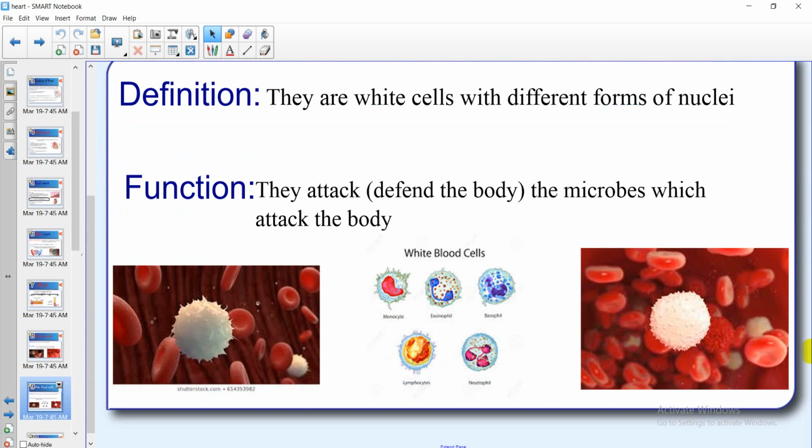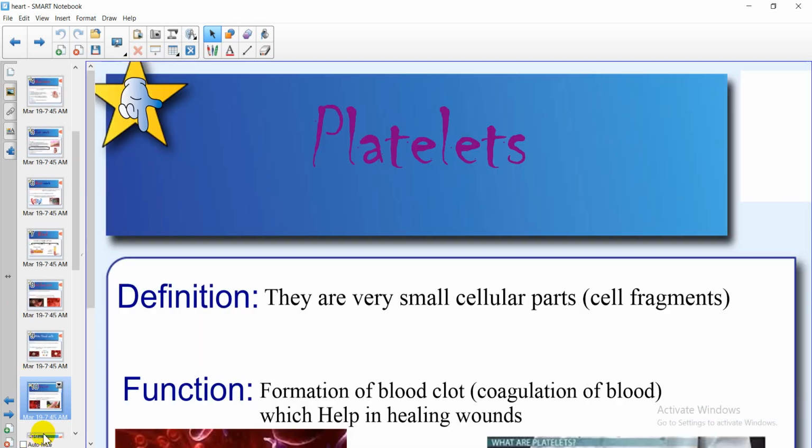White blood cells are white cells with different forms of nuclei. This is a white blood cell, okay, which has different shapes of the nuclei. Their function is to attack the microbes, which helps our body to attack any microbes or any bacteria that come to infect our body.